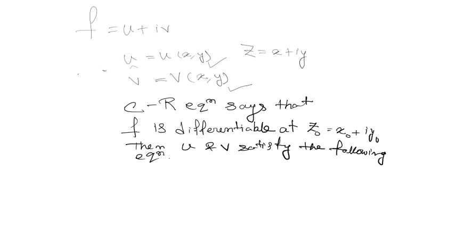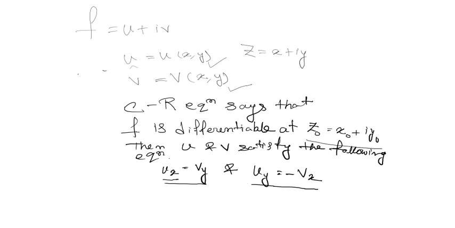The equations are ux equal to vy and uy equal to minus vx. Here ux denotes the partial derivative of u with respect to x, and similarly vy is del v del y. These two equations together we call the Cauchy-Riemann equations, and they are satisfied by the functions u and v at this point, z naught equal to x naught plus i y naught. At this point only this will be satisfied whenever f is differentiable.